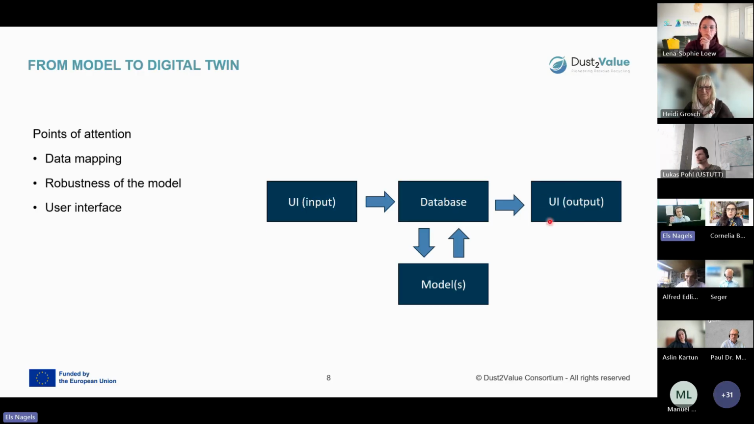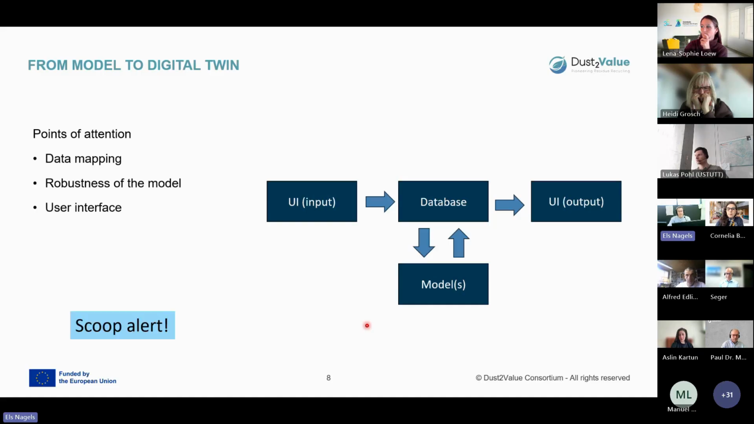And then the output user interface only communicates with the database. So there is a bit of looping, but that all has to do with the robustness. The database in between allows you also to do some data validation and to do some data checking before you actually send it to the model, because this part needs to be able to run with the information it gets. So that's the scheme of the process.